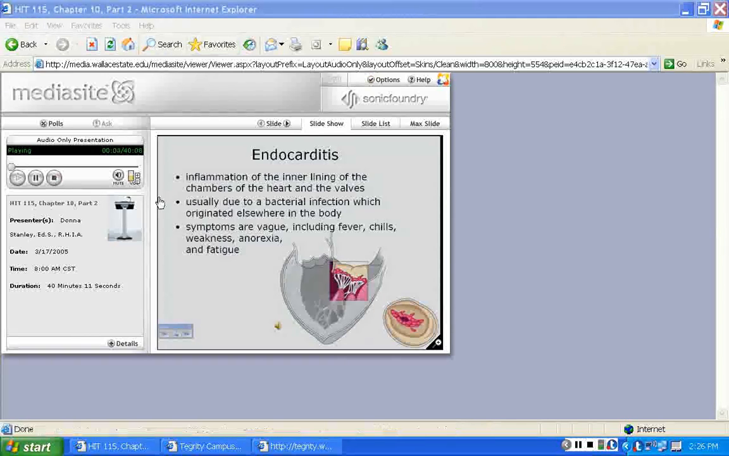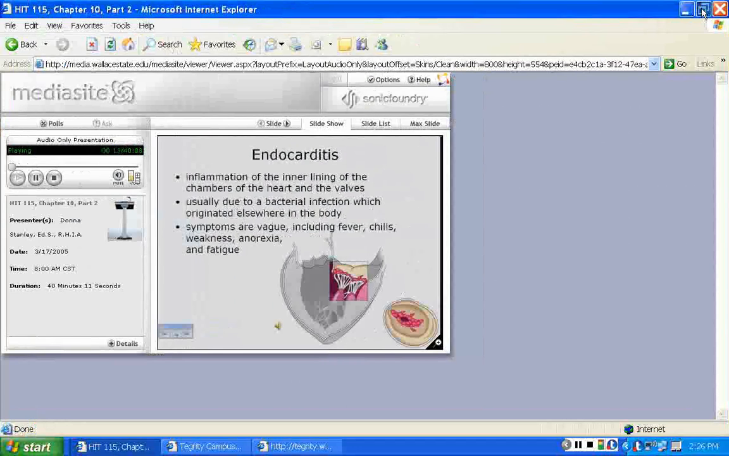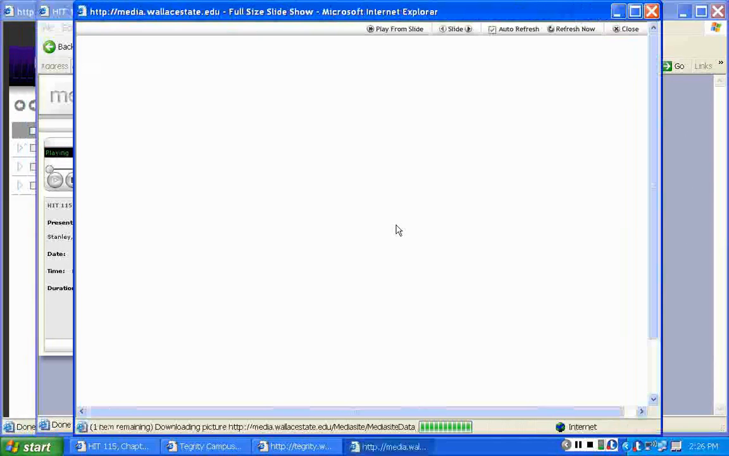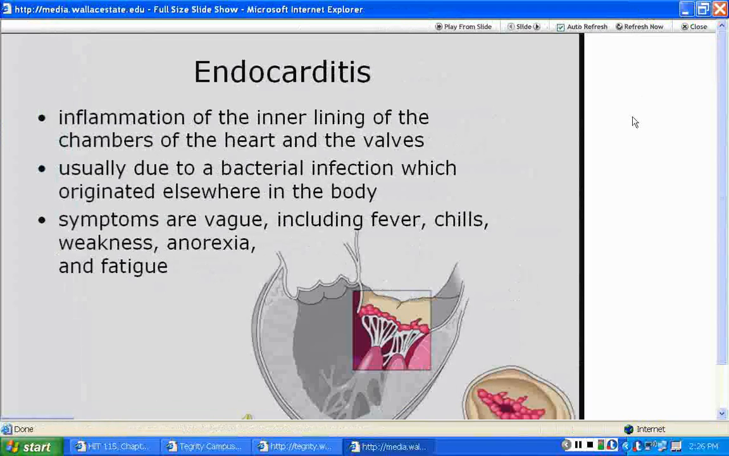Part 2. And we're beginning here with endocarditis, which is inflammation of the inner lining of the heart. When there is inflammation of the inner lining of the heart, that's the endocardium, the material that forms the endocardium also forms the valves. So when there's inflammation of the endocardium, there's inflammation of the heart valves.